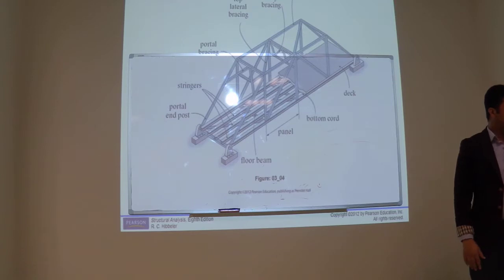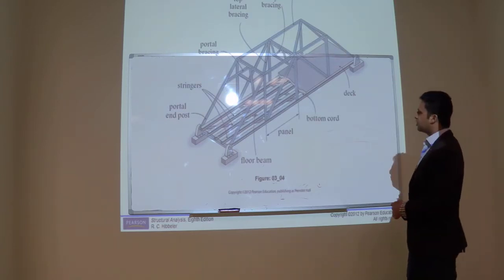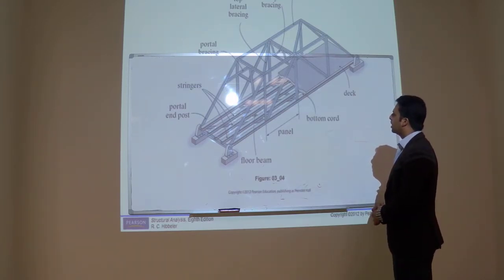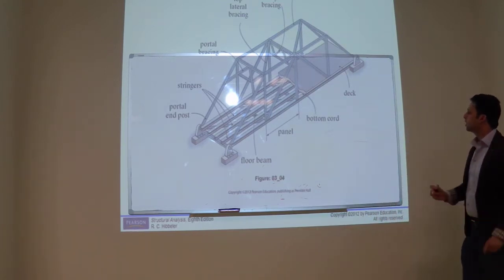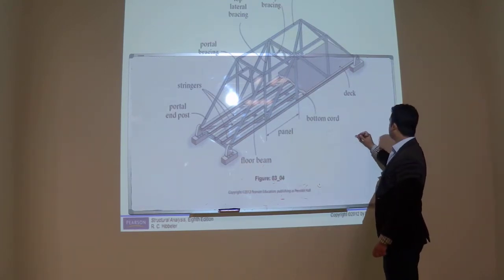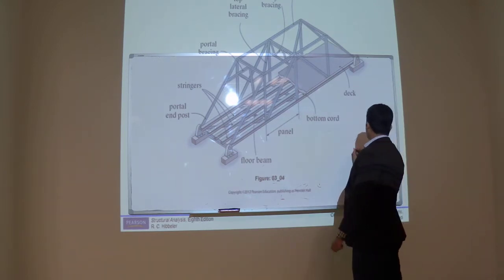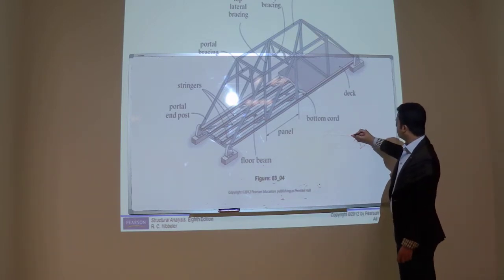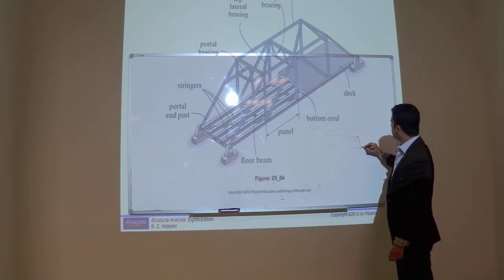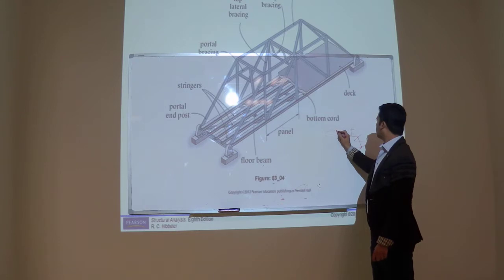If you want me to show the cross section, I can show you the cross section here, or there is no need. For example, this beam will be the floor beam going this way, and on this floor beam we have stringers.